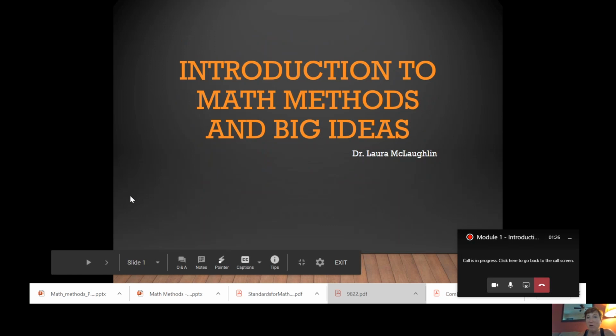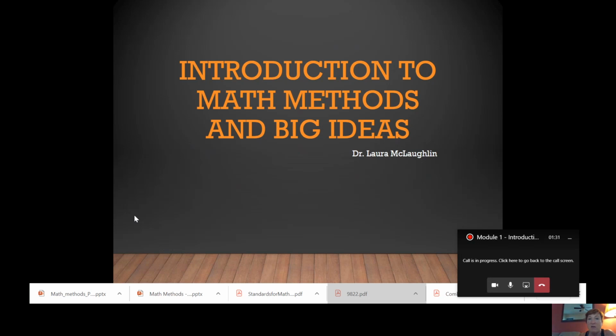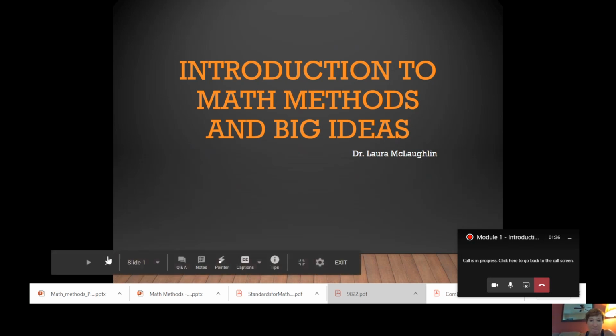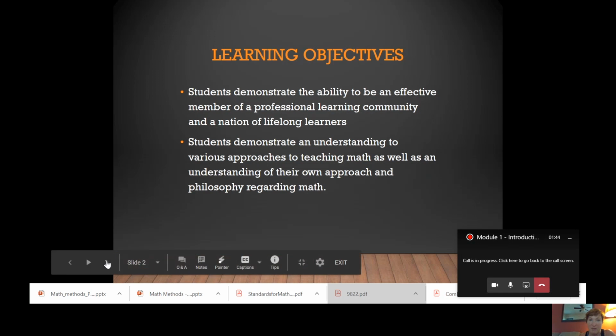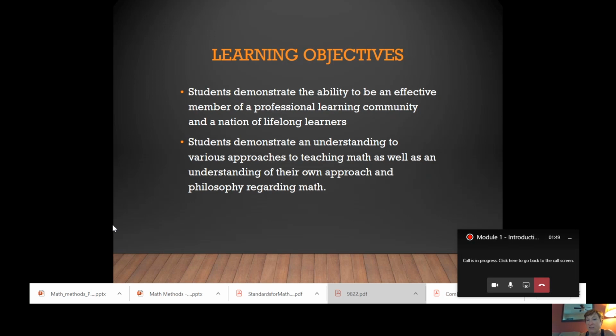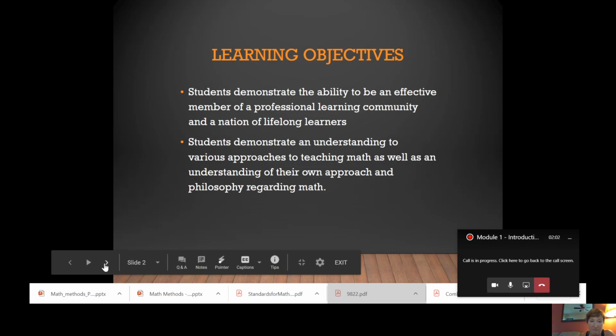Okay, so welcome to Math Methods, and this presentation is going to be about the introduction to our course and also big ideas. So our learning objectives are students demonstrate the ability to be an effective member of a professional learning community and a nation of lifelong learners. And students also demonstrate an understanding of various approaches to teaching math, as well as an understanding of their own approach and philosophy regarding math.